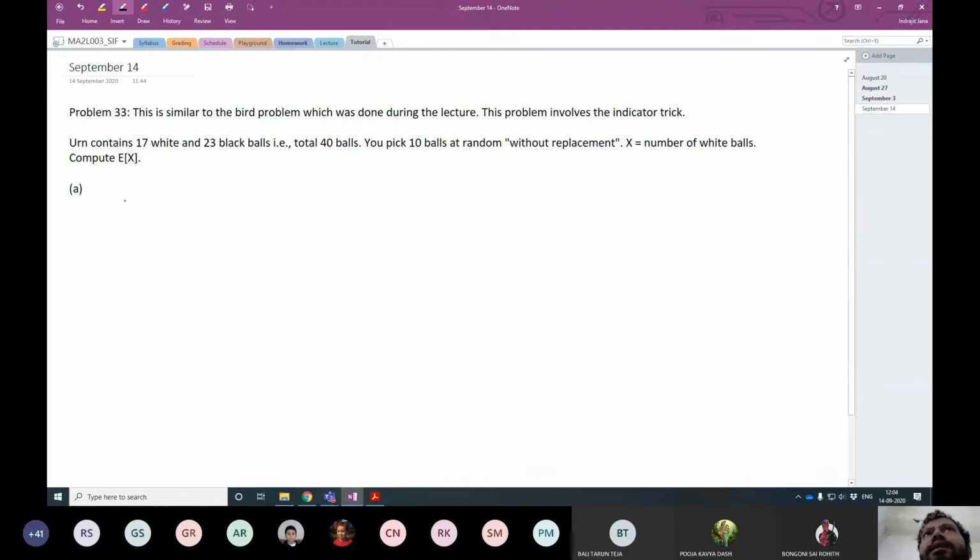as X equal to the sum of Xi, i equal to 1 to 10. Now, how should we define Xi? By the way, where is this 10 coming from? 10 is the same as the number of balls that you picked, right?